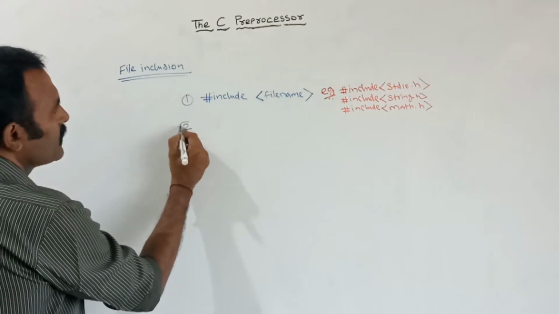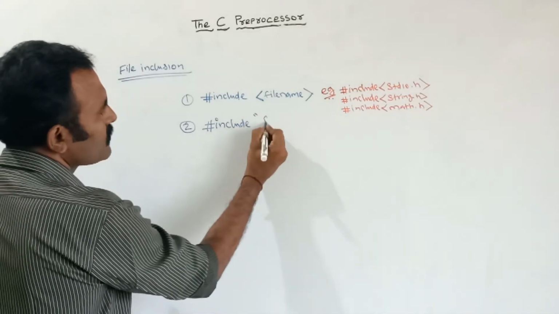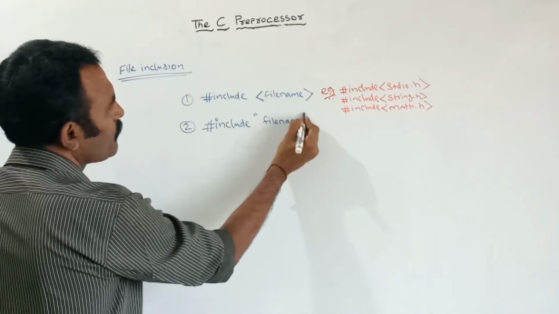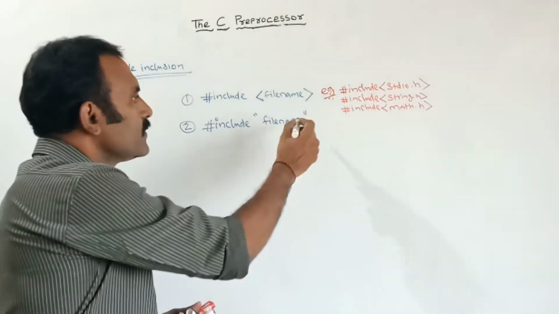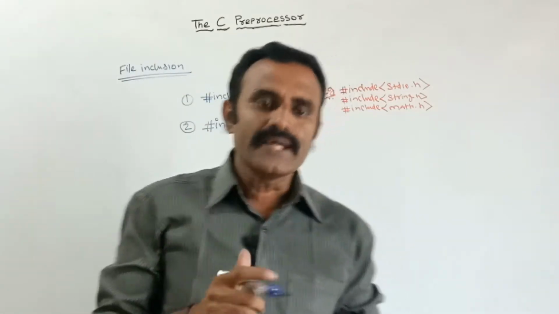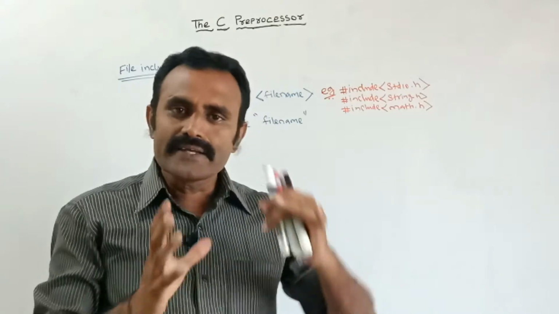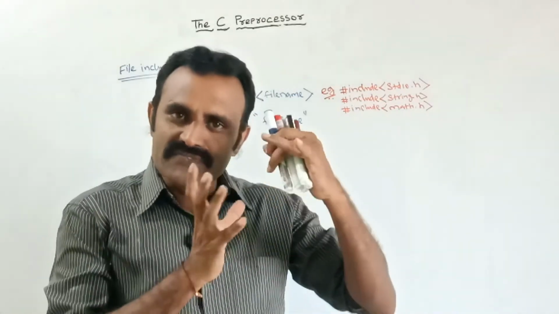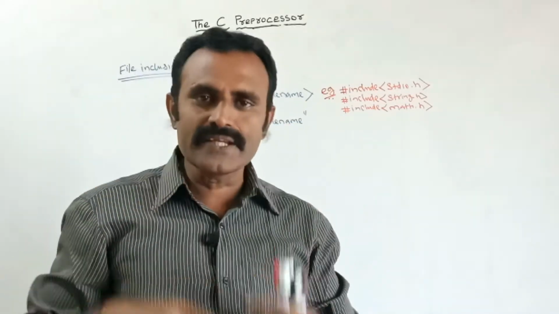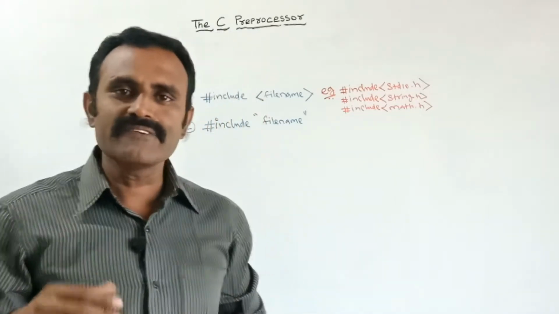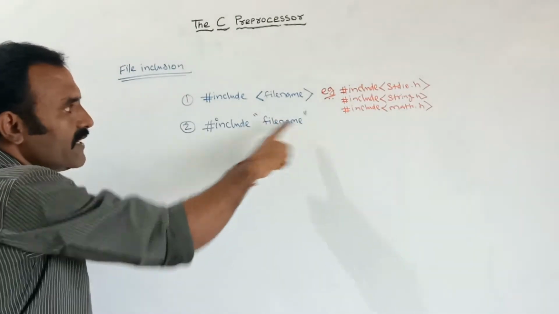And the second form: include within double quotes the file name. By using this include directive, we can include our own header file also. Like a system header file, we can also create a header file. In that header file, we can create whatever functions we need, and whenever we need, we can invoke those functions and do some process. So here, within double quotes only, we should use our header file.